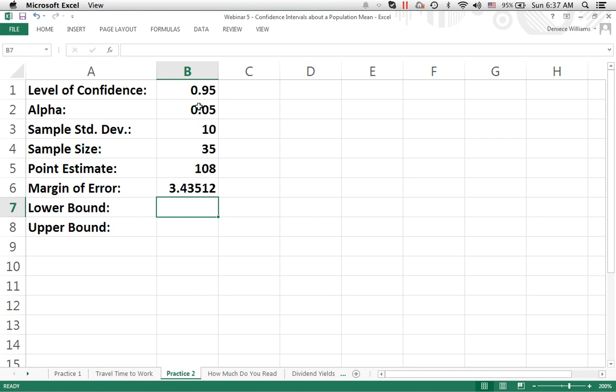Now, from this margin of error, we're going to come up with our confidence interval, our lower and upper bounds. So I'm going to take my point estimate, my sample mean, and subtract my margin of error. And then I'm going to take my sample mean and add my margin of error. And this is the lower and upper bound for my problem.